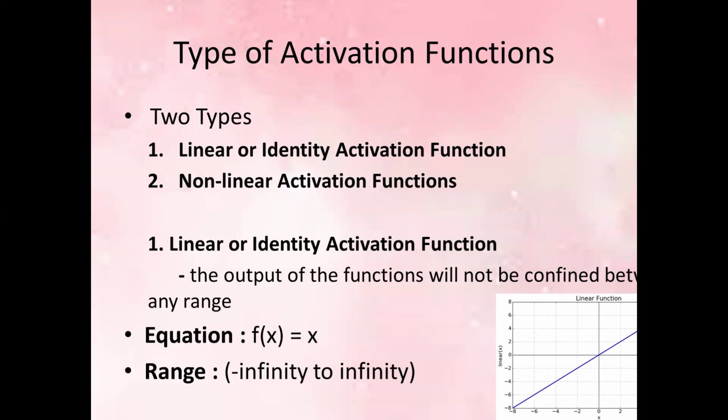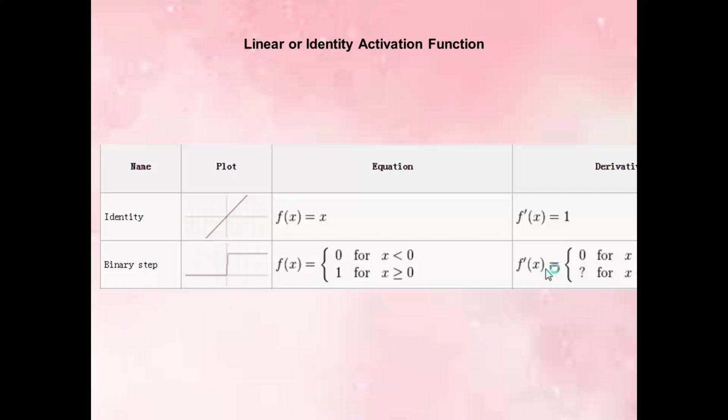In the linear activation functions, the output will be a straight line. For example, the linear activation function is f(x) = x. Typically, we are using two types of linear activation functions. One is the identity activation function, another one is the binary step activation function.